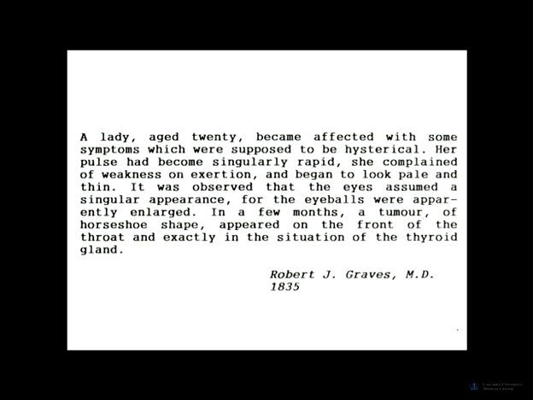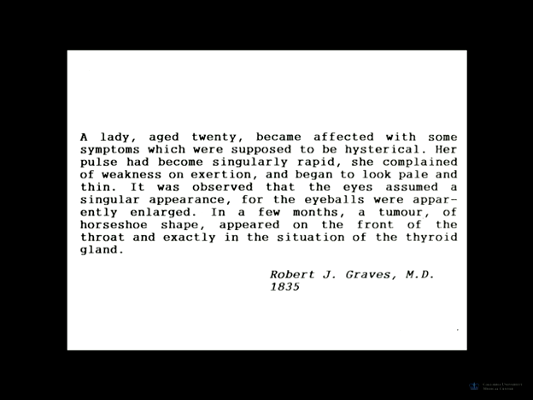Start with the case. It's a lady, age 20, became affected with some symptoms which were supposed to be hysterical. Her pulse had become singularly rapid. She complained of weakness on exertion and began to look pale and thin. It was observed that the eyes assumed a singular appearance, for the eyeballs were apparently enlarged, and in a few months, a tumor of horseshoe shape appeared on the front of the throat and exactly in the situation of the thyroid gland. Absolutely classic.